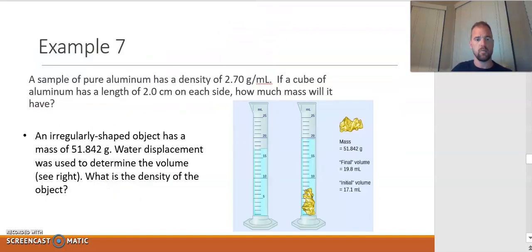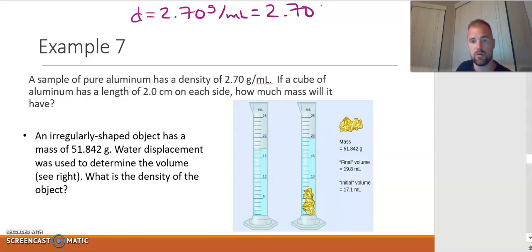So on this screen here, we have two problems that will compose example 7. All right, the first question says, a sample of pure aluminum has a density of 2.70 grams per milliliter. If a cube of aluminum has a length of 2.0 centimeters on each side, how much mass will it have? So first thing I notice is that it gives me density. Density is 2.70 grams per milliliter, which by the way is the same thing as 2.70 grams per centimeter cubed. It doesn't give me a volume, but I can figure out what volume is because I'm looking at a cube that is 2.0 centimeters on each side.